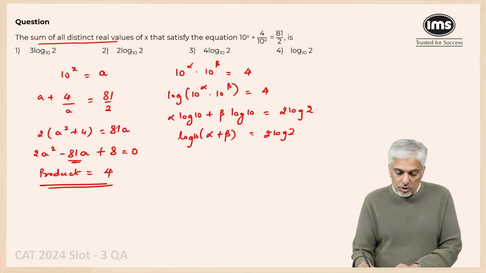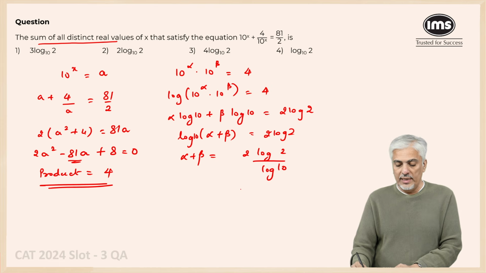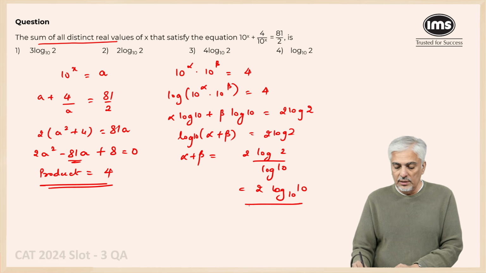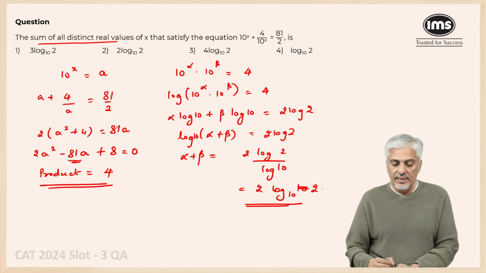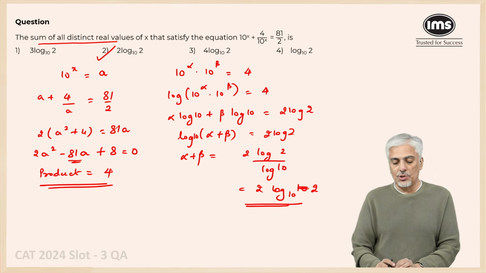So, log 10 was common, sorry. So, alpha plus beta becomes 2 log 2 upon log 10. Log 2 upon log 10 will become log 2 with base 10, which is there in most of the options. Log 2 to the base 10. And hence the answer will be 2 log 2 to the base 10, which is the second option.